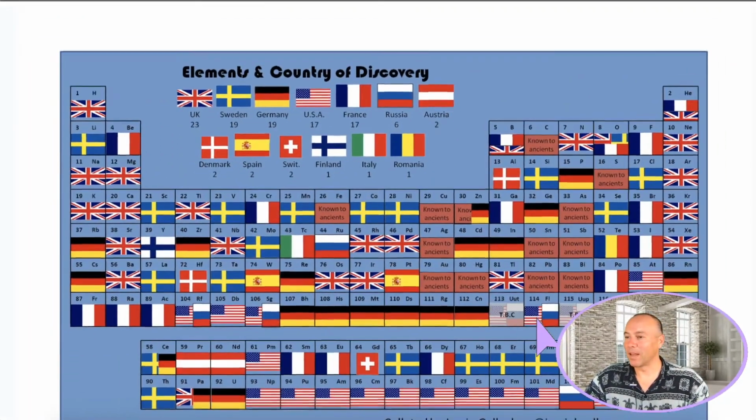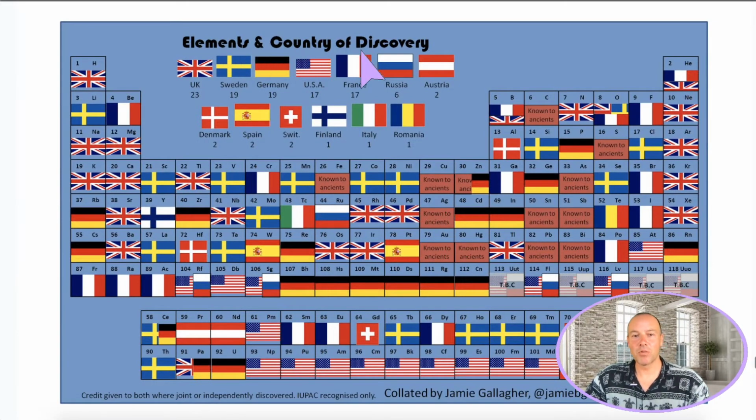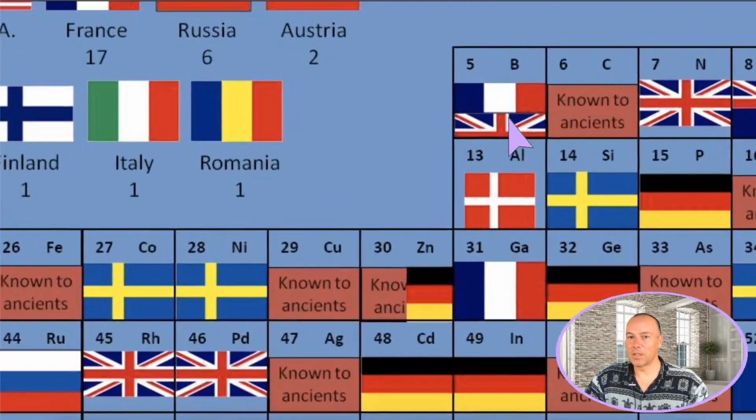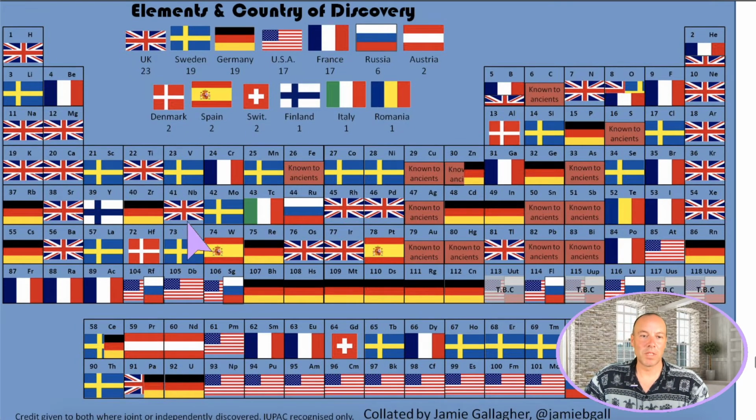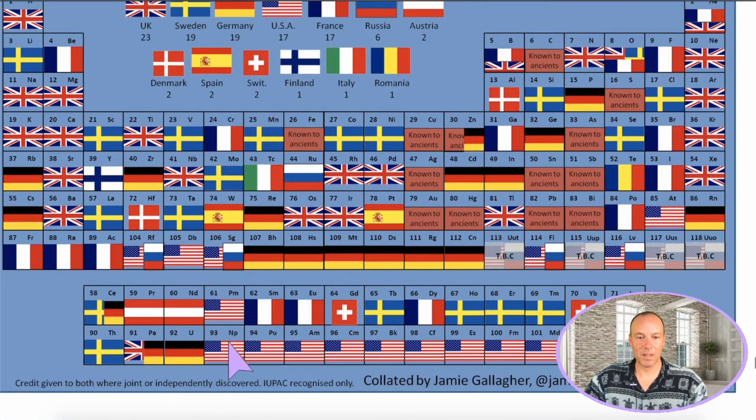This is an interesting one. I like this one. This is kind of useful. The elements in their country of discovery. So lots of them were discovered in the UK, or by UK scientists. Hydrogen, sodium, magnesium, lots of them. Some of them are shared between two different countries. So boron was discovered jointly by UK and French scientists. So, America came on the scene a little bit later, and there were certain discoveries by American scientists of the later elements, the ones way down here.